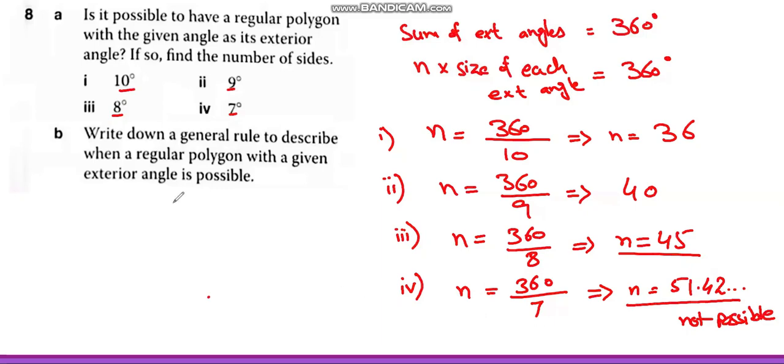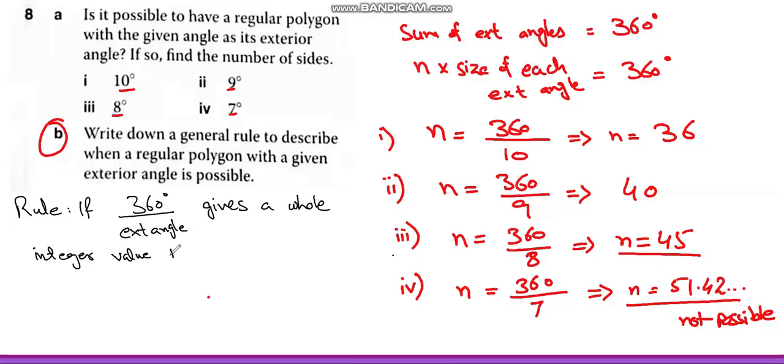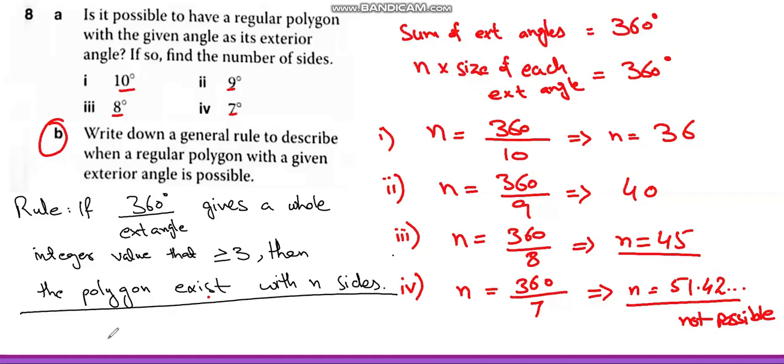Now let's work out part B. Write down a general rule to describe when a regular polygon with a given exterior angle is possible. So we can write the general rule that if 360 is divided by the size of each exterior angle and it gives a whole integer value that is equal to or more than 3, then the polygon exists with n sides. Or we can also write that the exterior angle must be a factor of 360 degrees.